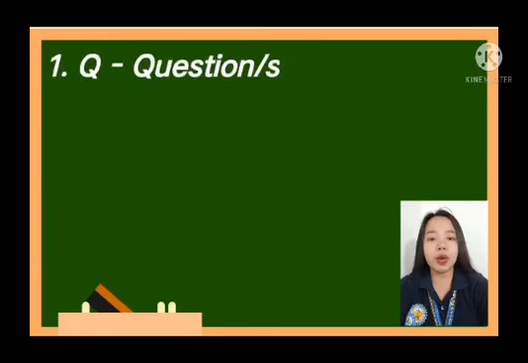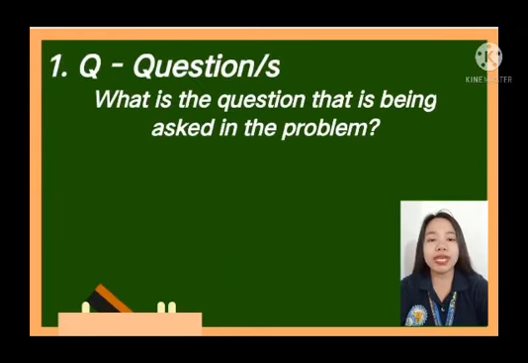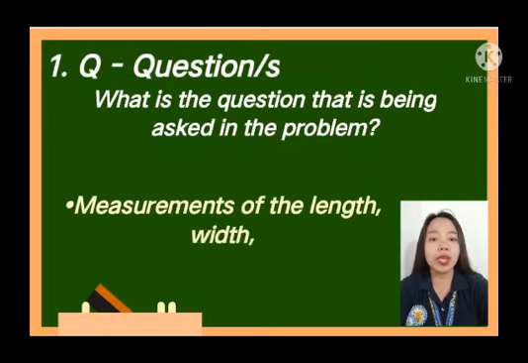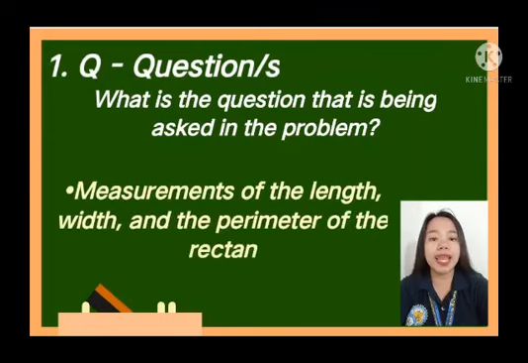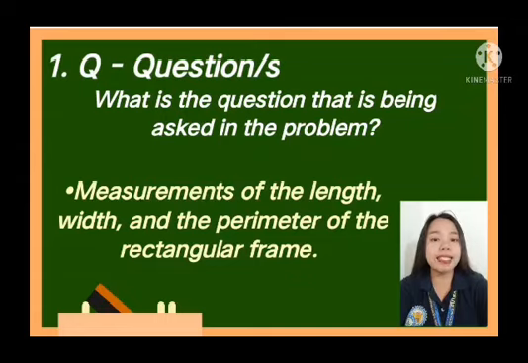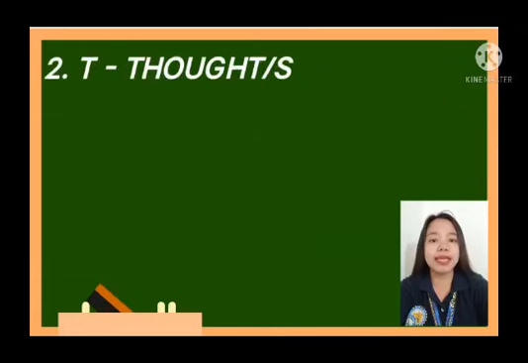First, let's start with the question. What is the question that is being asked in the problem or parts that are needed to find? Upon reading the problem, we know that the answers that we need to find are the measurements of the length, width, and perimeter of the rectangular frame. Let's underline it to emphasize.